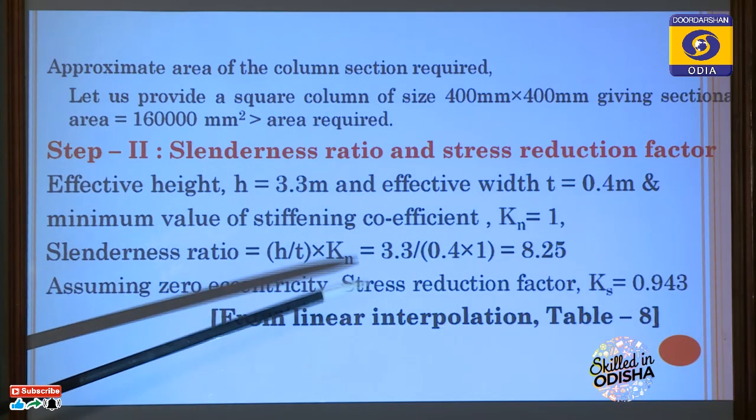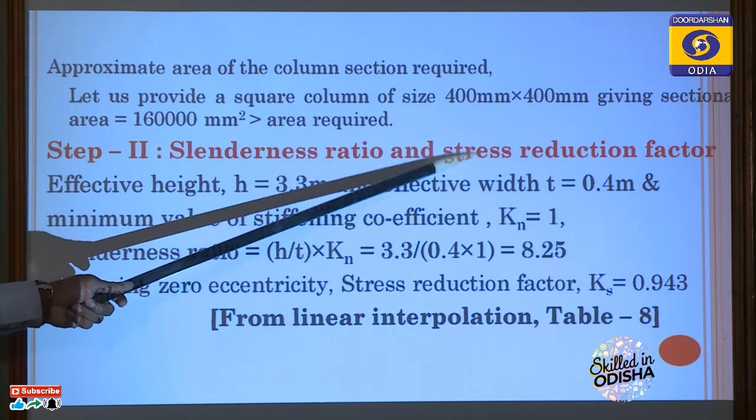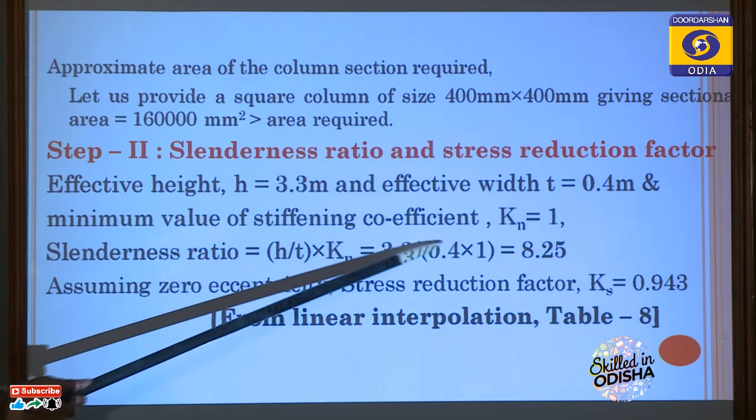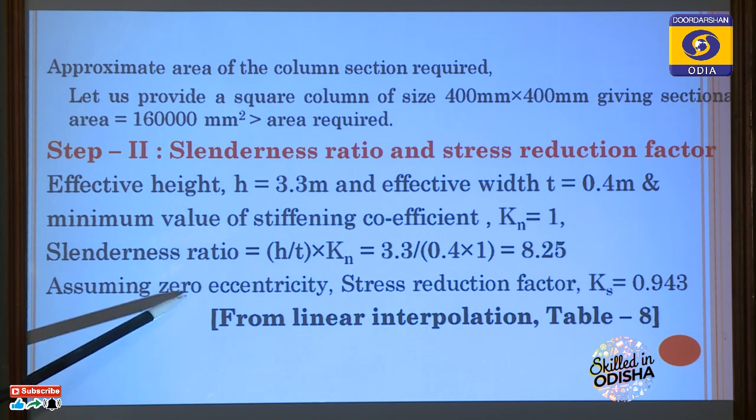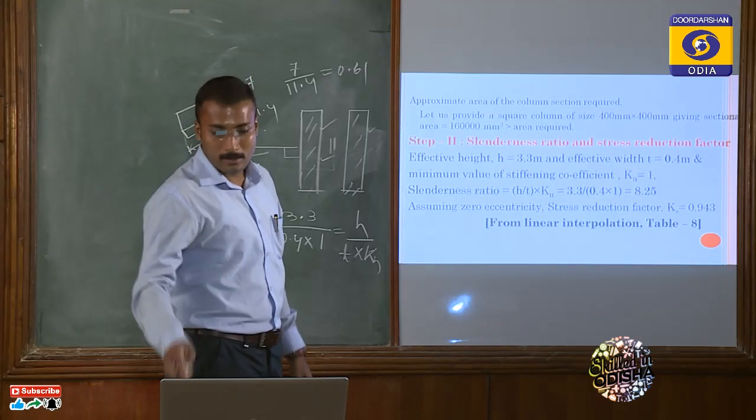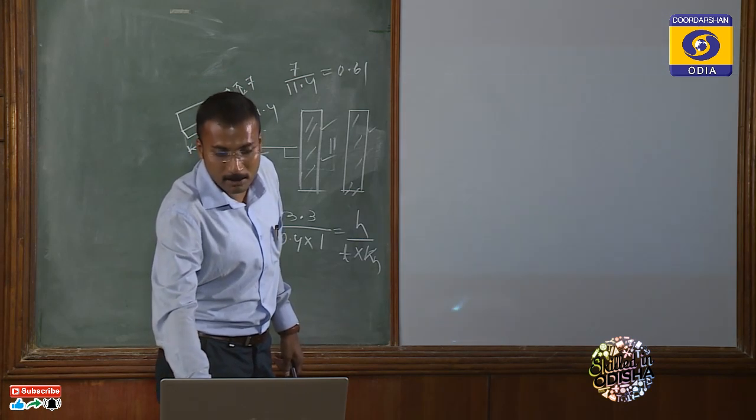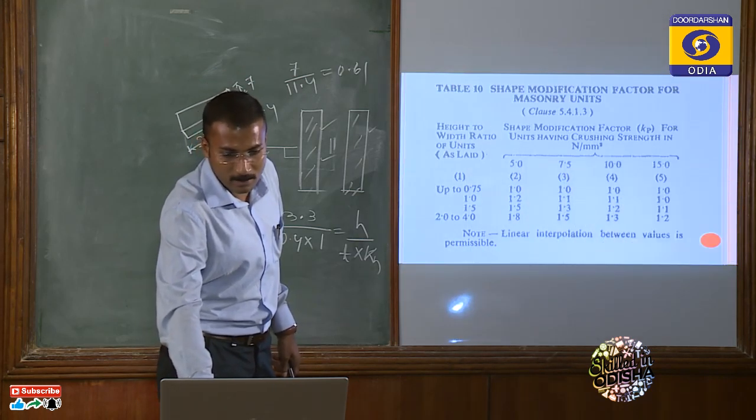So how to calculate the stress reduction factor from this value of the slenderness ratio? We have assumed here the eccentricity to be 0, but in practice there are no such columns in which the loads are purely axial, that means 0 eccentricity.